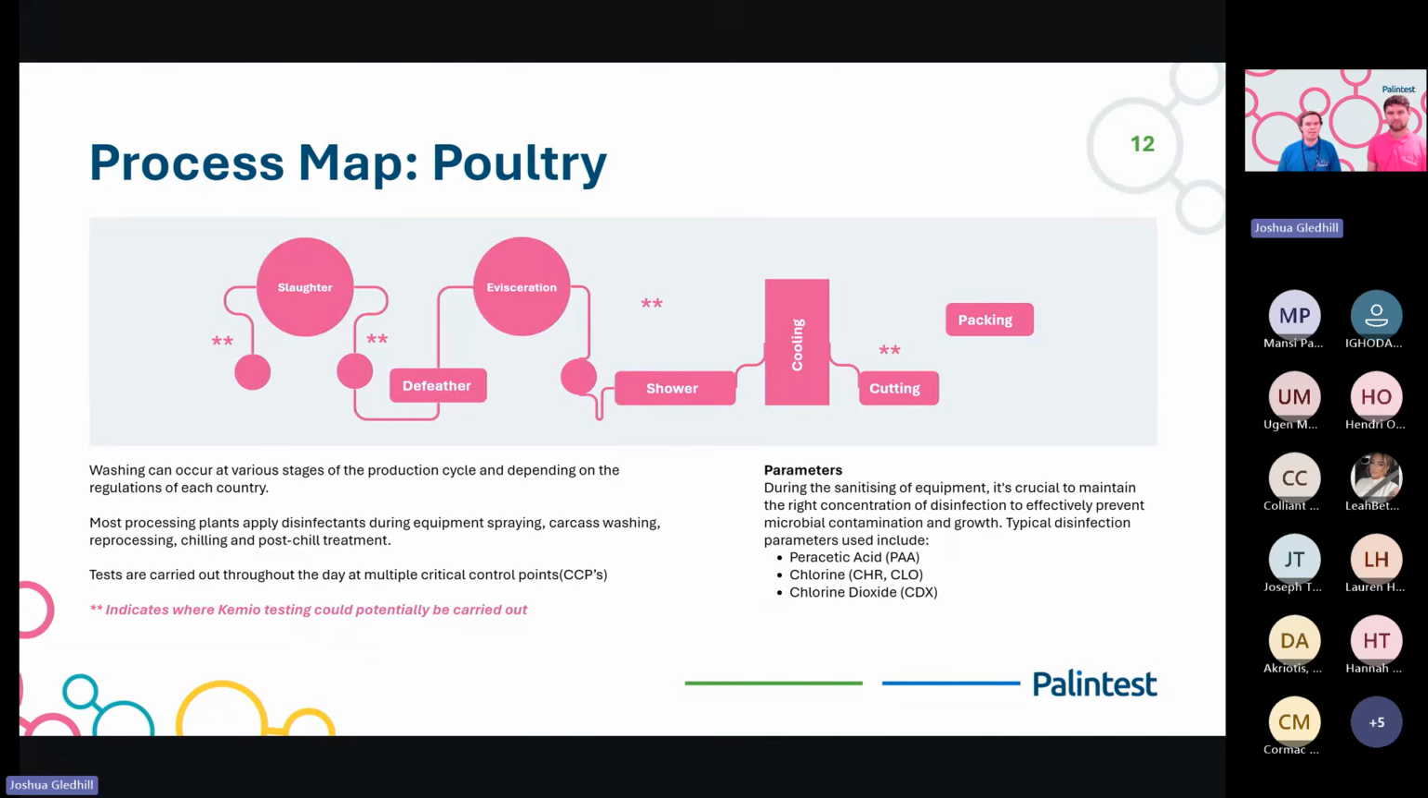Again, exactly the same as in post-harvest production, Kemio will be used to ensure that those disinfectant levels are correct for the applications that they're used for. And we typically see peracetic acid, chlorine, and chlorine dioxide.